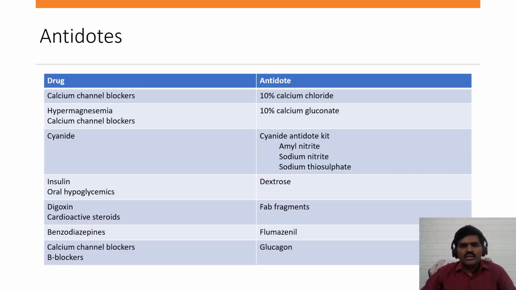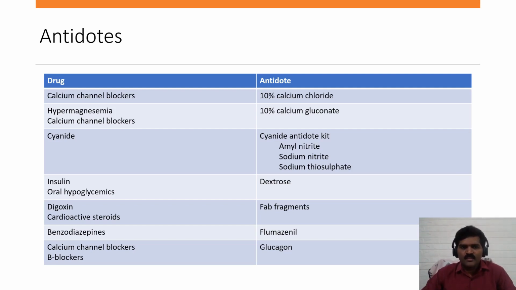Next are the antidotes. We all know an antidote is a substance which antagonizes the symptoms and signs of a specific drug, either by competitive or non-competitive inhibition. The most common antidotes I'm going to list out here. Calcium channel blocker toxicity: 10% calcium chloride. Hypermagnesemia: 10% calcium gluconate can be used. For cyanide, there is a cyanide antidote kit: amyl nitrite, sodium thiosulfate. We will deal with these antidotes, doses, and how to infuse them in detail when we talk about specific poisons in further lectures.